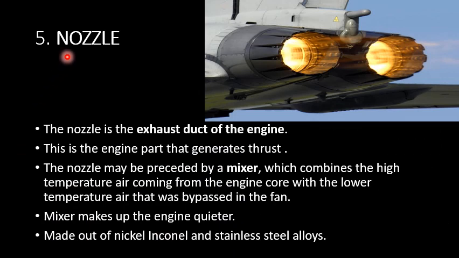The last component of a turbofan engine is its nozzle. The nozzle is defined as the exhaust duct of the engine. What you see here is an afterburner nozzle. And afterburning is a method of increasing the thrust of the engine for a short period of time in order to improve the aircraft takeoff, climb, or combat performance. This is the engine's main part that generates the thrust.